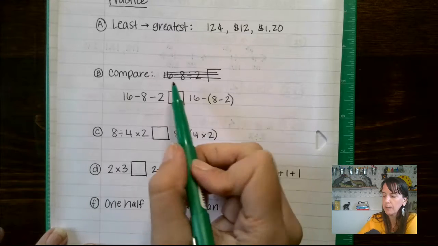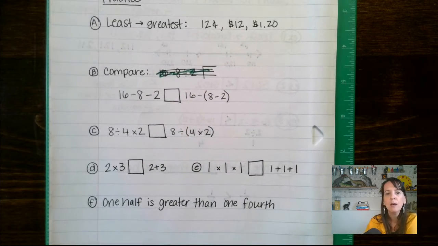Go ahead and do those. Sorry about this. I messed up when I was writing it. Go ahead and do those. Come on back and let's make sure you got them right.